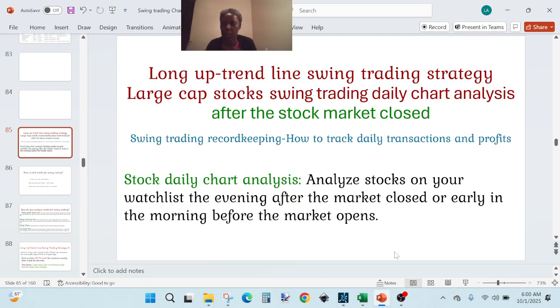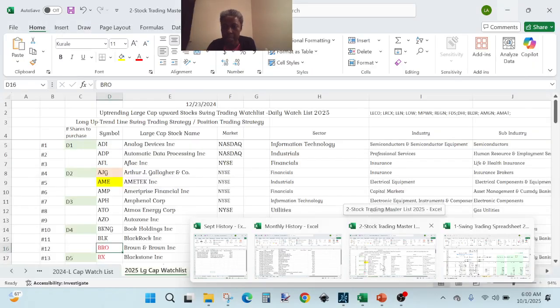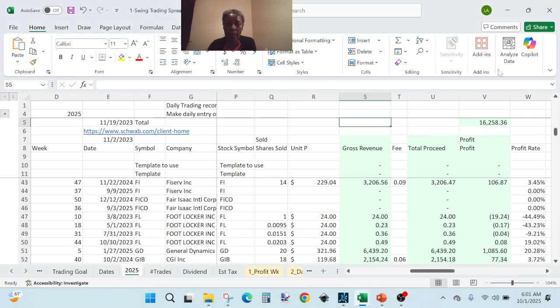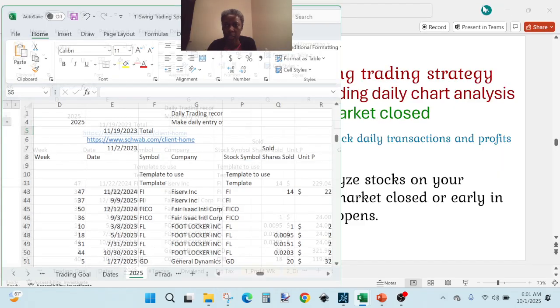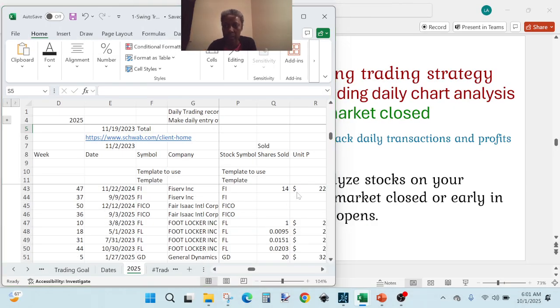Hello, swing trading or record keeping. How to track daily transactions and profits. Well, we are going to try to do that and see if we can do some chart analysis as well for today. So we have our spreadsheet open here, and we are just going to minimize it.